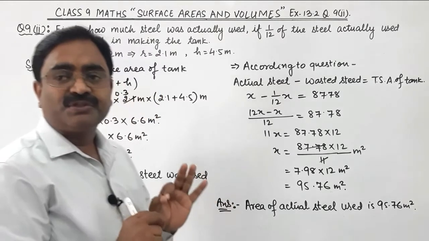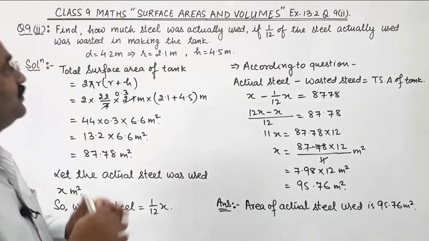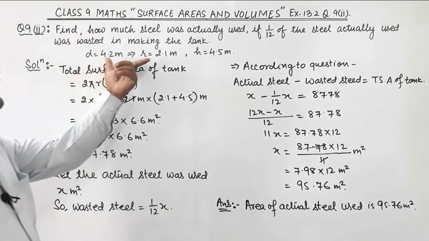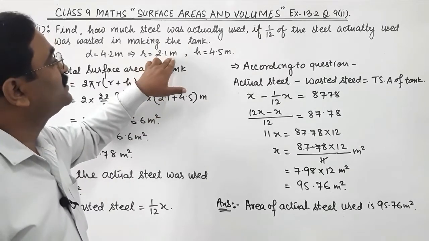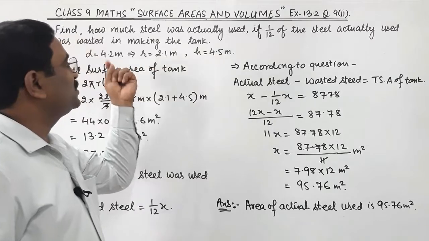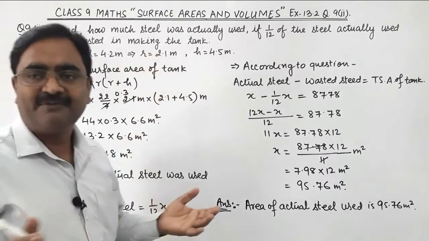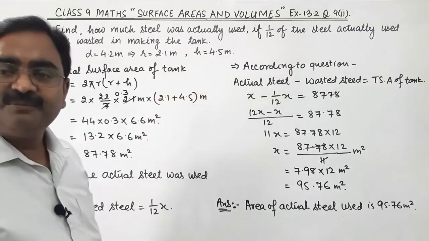So in this question, see once again the solution of this question. What is given is that this is our tank whose diameter is 4.2 meters, and its radius is 2.1 meters. If diameter is 4.2, then radius, half of that, is 2.1 meter. Height is given 4.5 meter.